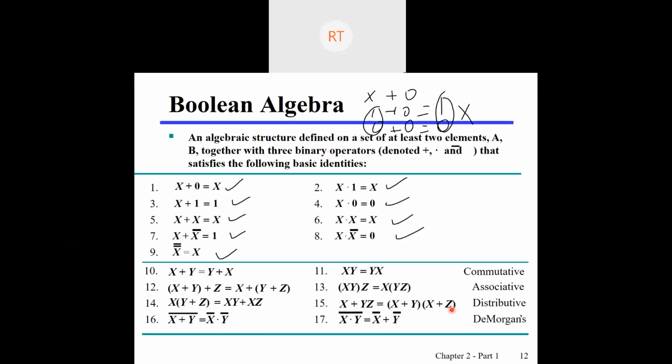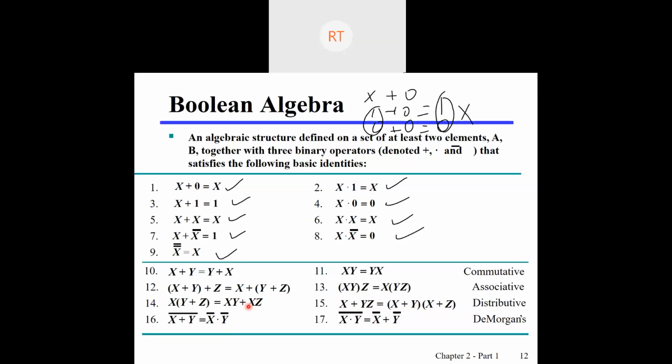Okay. The left side of the equation is cheaper than the right side. By cheaper, you mean you are using fewer gates, right? So here I am using an OR gate and an AND gate, okay? Here I am using one OR, another OR, and an AND gate. This is fewer gates than this, okay?